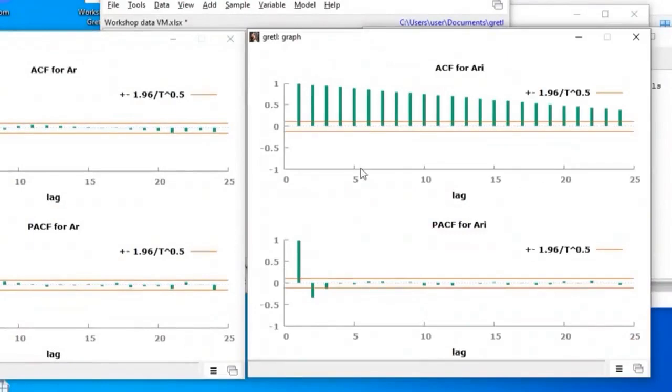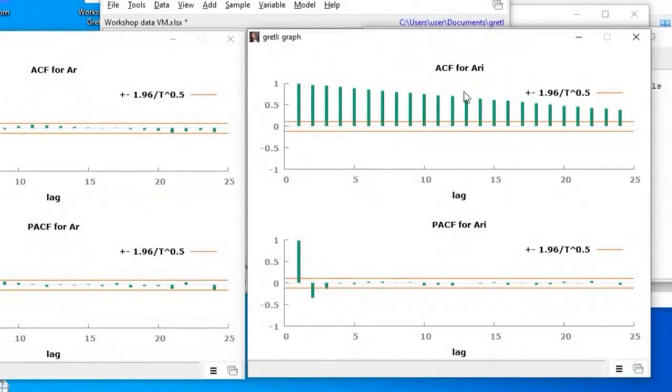In the first case, with the stationary variable, fast decaying ACF, we have one significant spike in the PACF. So this will be an AR1 process, a stationary AR1 process.